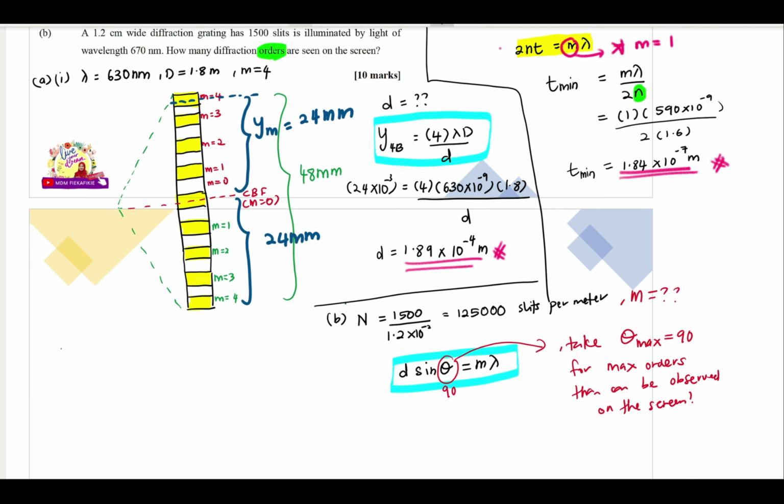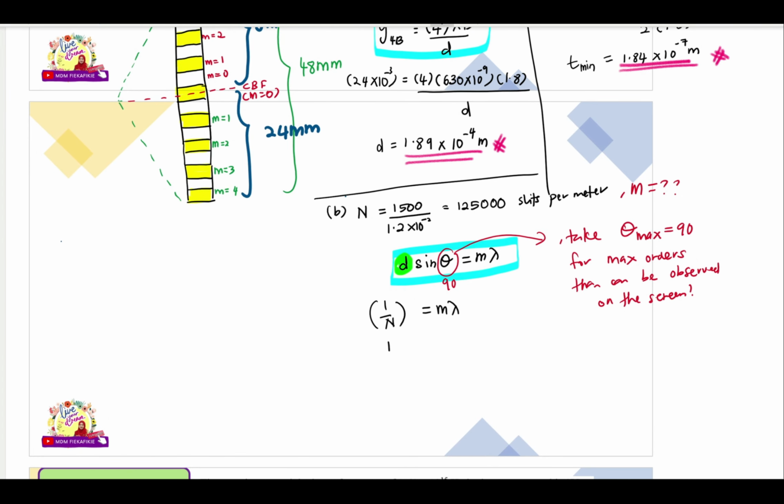Okay, and then D ini pula jangan lupa, D is equal to 1 over N. So, you masukkanlah 1 over N, sin 90 is equal to 1, equal to m lambda. Okay, you masukkan nilai dia. N tadi you masukkan nilai dia lah, 125,000. M the number of order. So, lambda 670 times 10 power of negative 9 meter. Okay, so you kira, you akan dapat m is equal to 11.94.